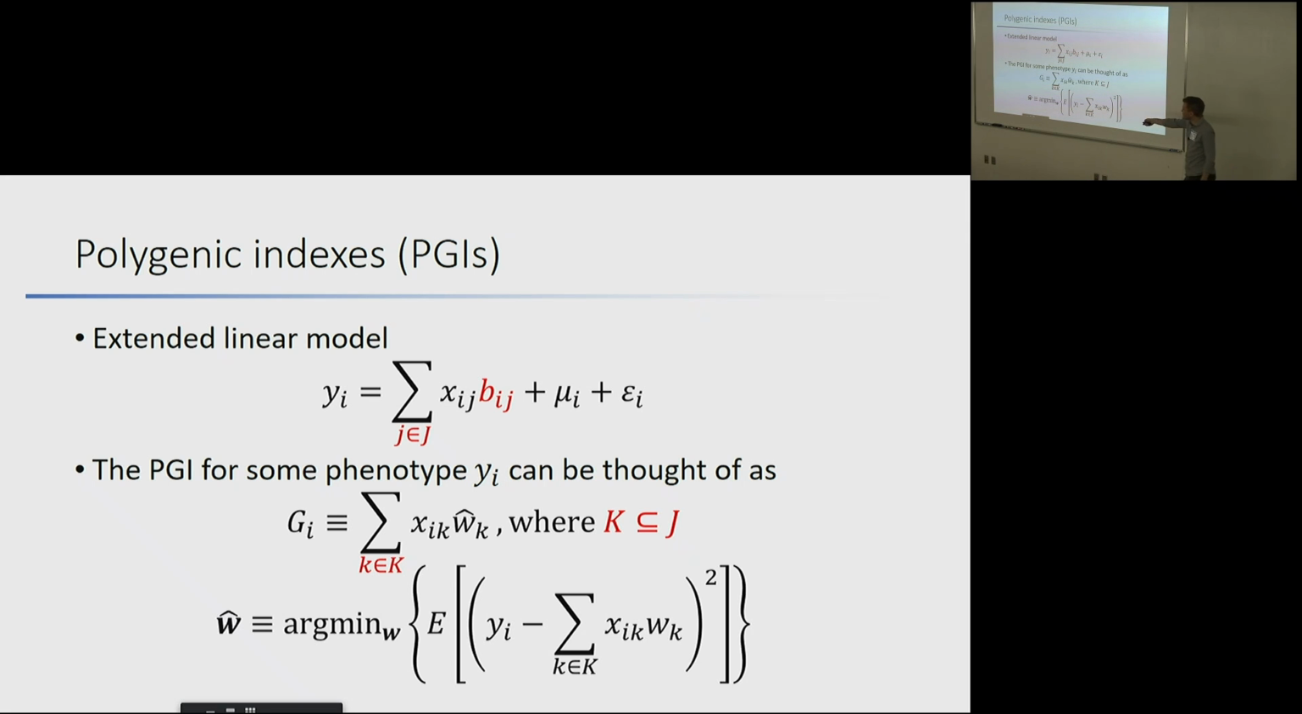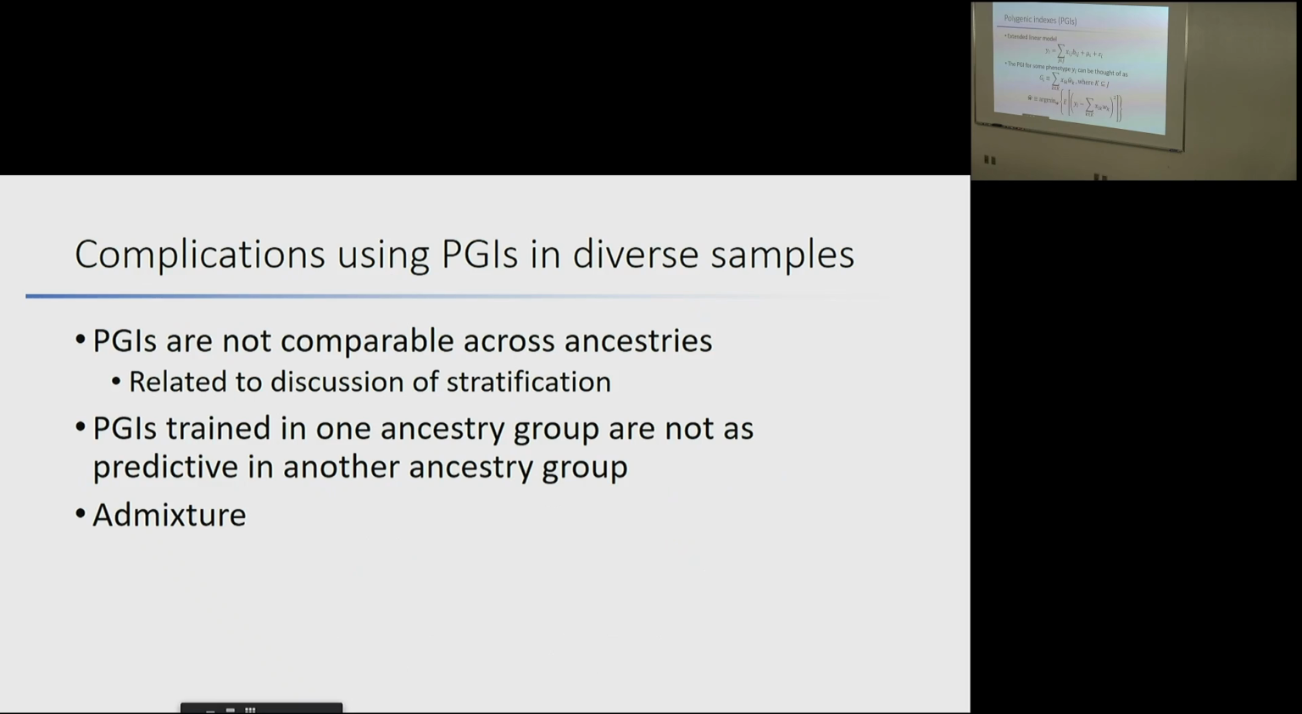And so where do these weights come from? Theoretically, they should be the weights that minimize the mean squared error between the polygenic index and the phenotype in our sample. This is the thing that we're aiming for. In practice, we try to approximate this with the data that we have, but I think this is helpful for understanding what the theoretical ideal is. Okay, so that's a PGI.